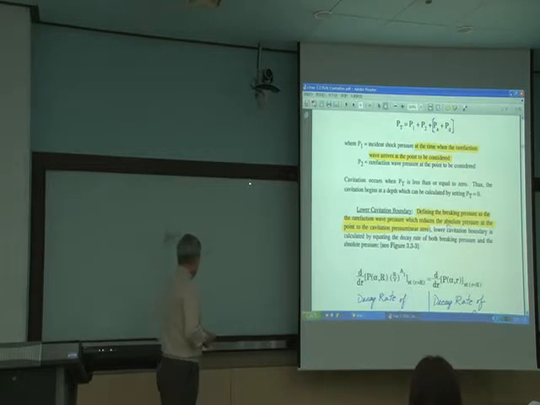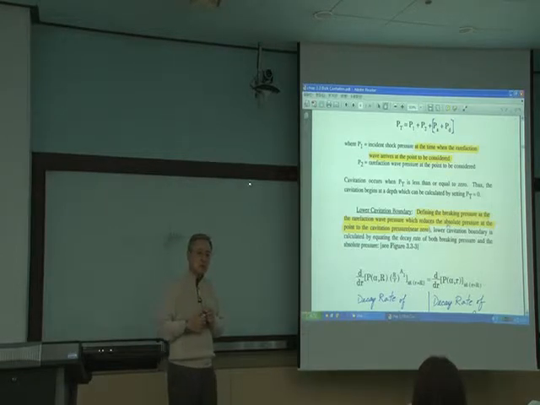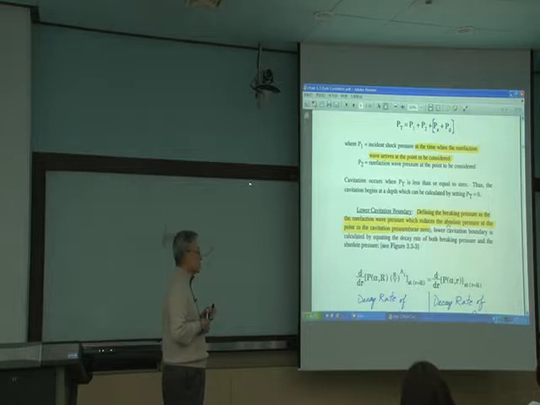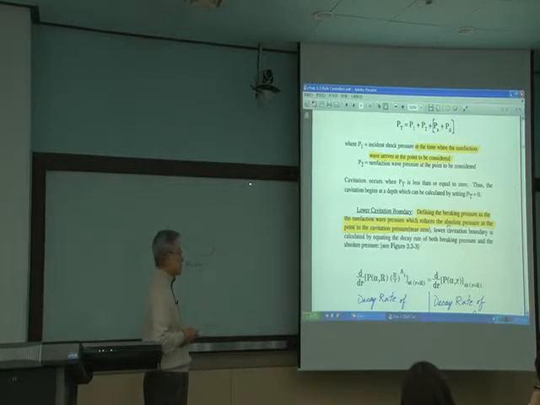Aaron, A-R-O-N, Aaron, in 1947 or 1948, he is the person who computed the cavitation boundary for the first time after the Second World War. So he tested it out, he proposed this. So since then, to compute the lower cavitation boundary, this is what we are using.